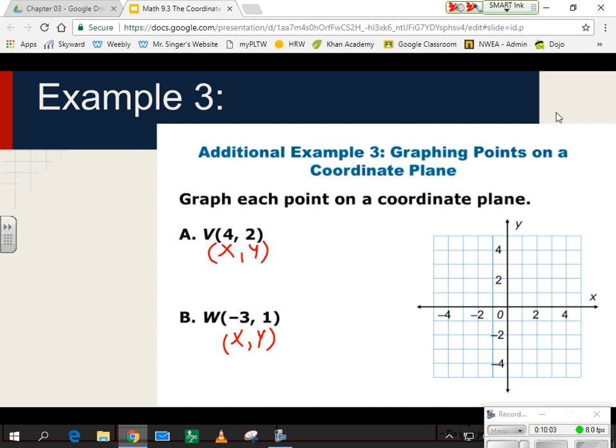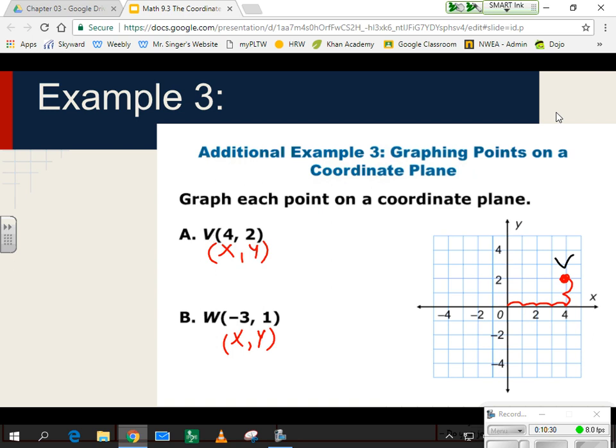So for V, we're going to move x to 4. So x is left to right, so we're going to move over 1, 2, 3, 4. And then y is going to tell us which direction, up or down. It's positive, so it's up, and it's up 2 from that spot of 4. And then we put a dot right there. Last thing you need to do is actually put what letter this represents, which is V.